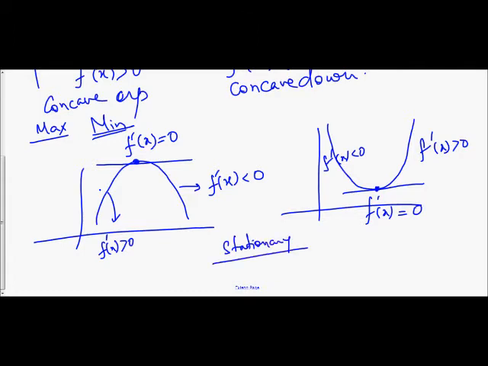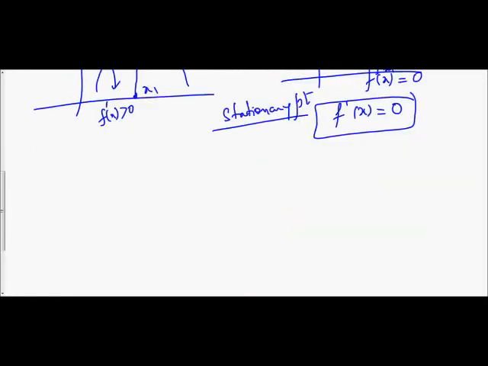So this is also called stationary points. Why? Because the first derivative is equal to 0. The point where the first derivative is equal to 0 is called a stationary point, and the point is this one, say x1. The x value for which f dash of x is equal to 0 is called a stationary point. So for both maximum and minimum, the first derivative is equal to 0.